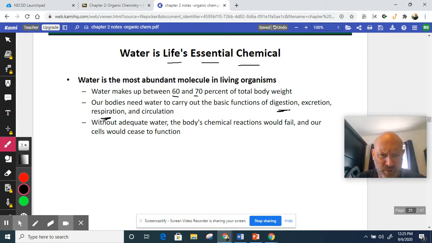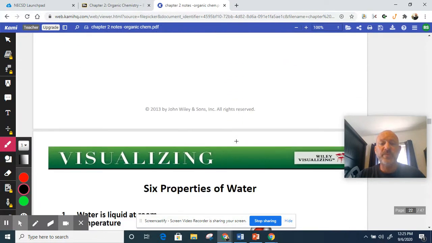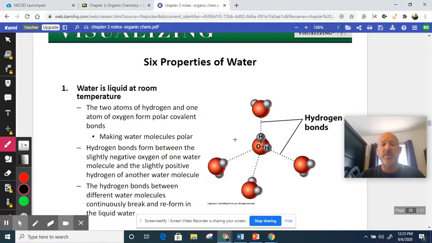All right. So without an adequate supply of water, we wouldn't be able to perform many of the chemical reactions that we need in order to live, and so our cells would no longer function. And because our bodies are made up of collections of cells, that would mean that our bodies would no longer function. And when we look at water, there are 6 important properties of water.